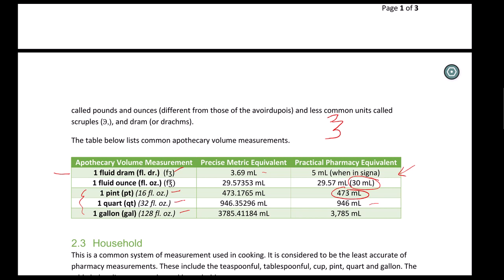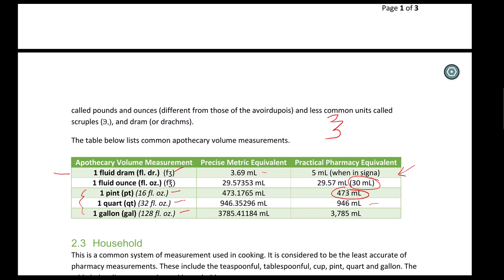You should know what a fluid ounce is. You should know that when you see a fluid dram, not weight, it's a fluid dram, then we're typically looking at 5 mLs when it's in the signa. A pint, 473 mLs.